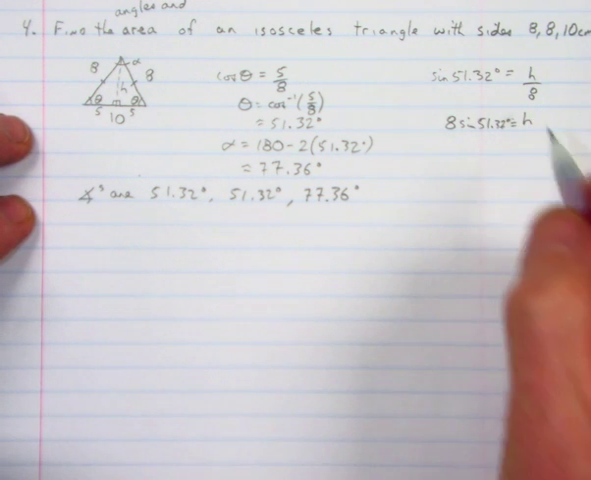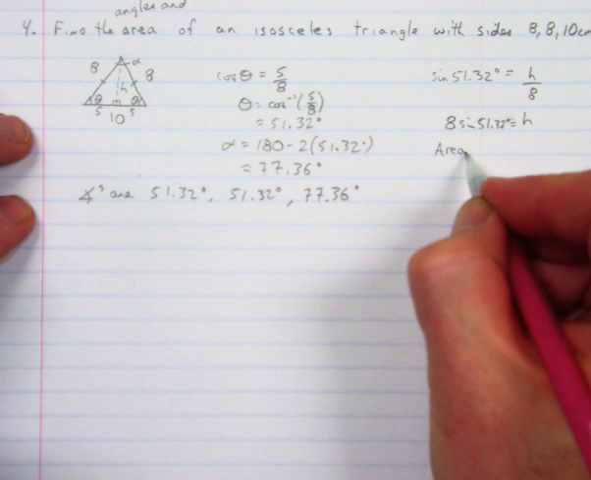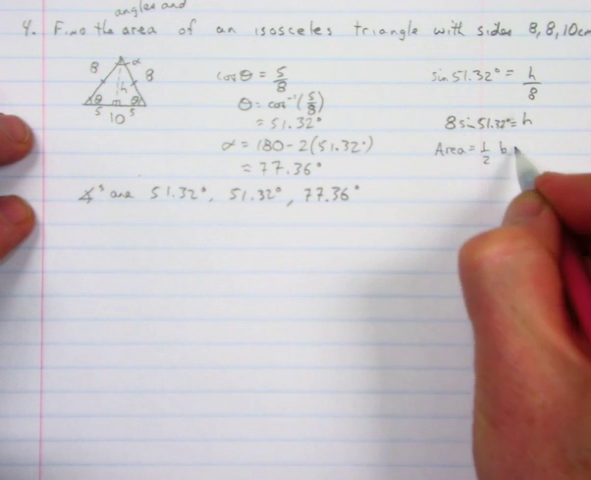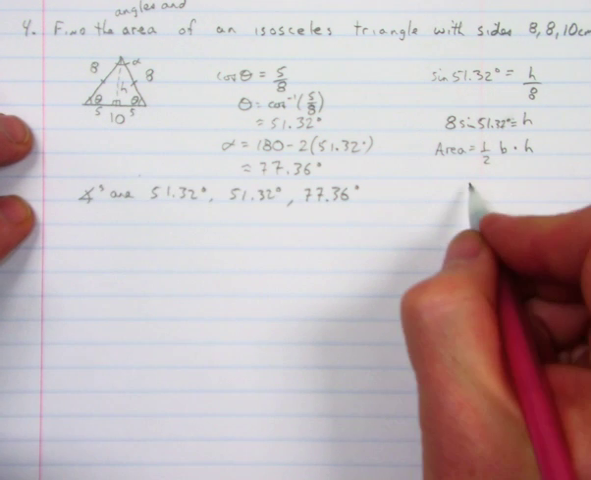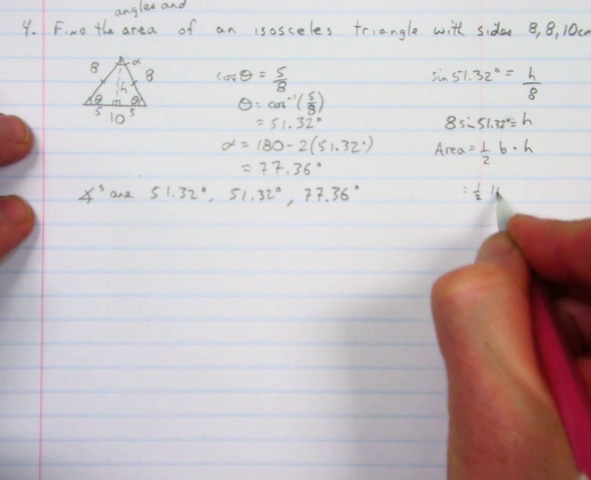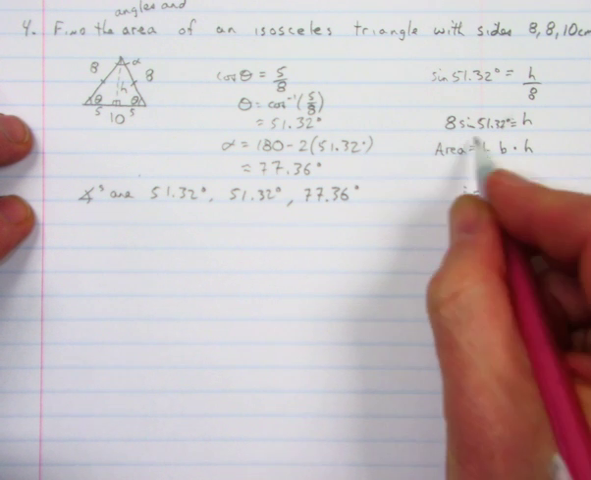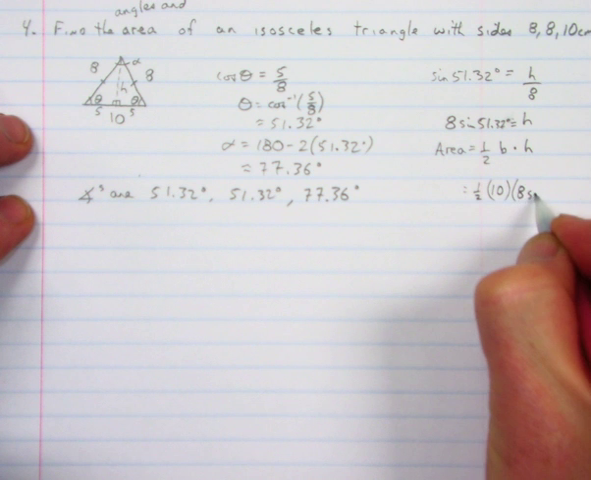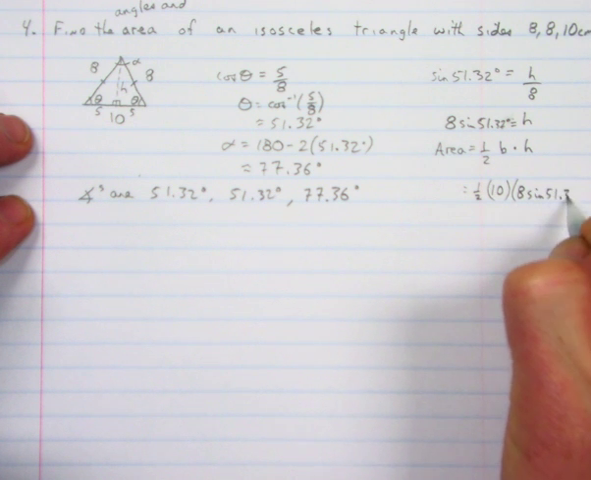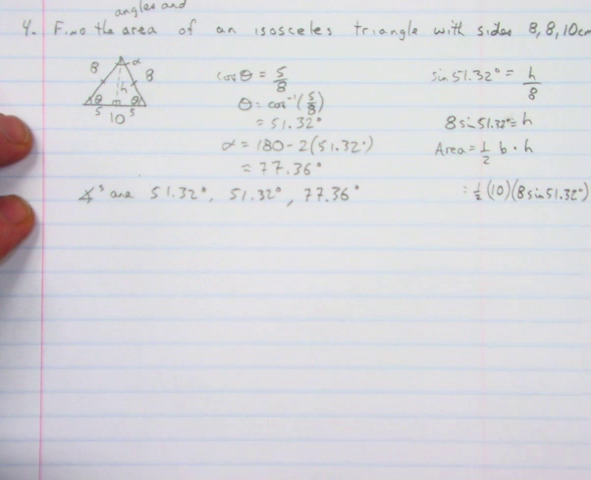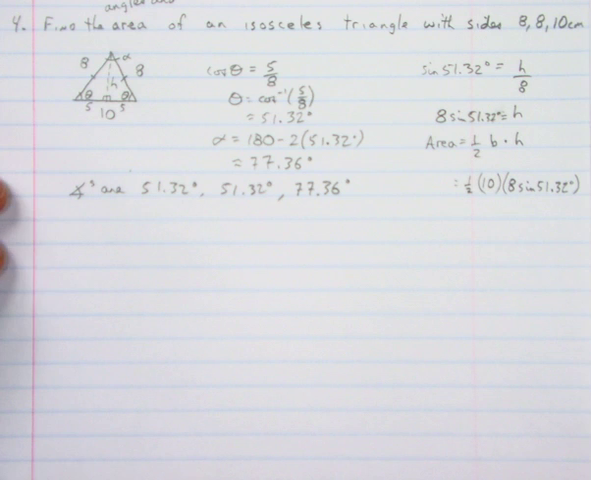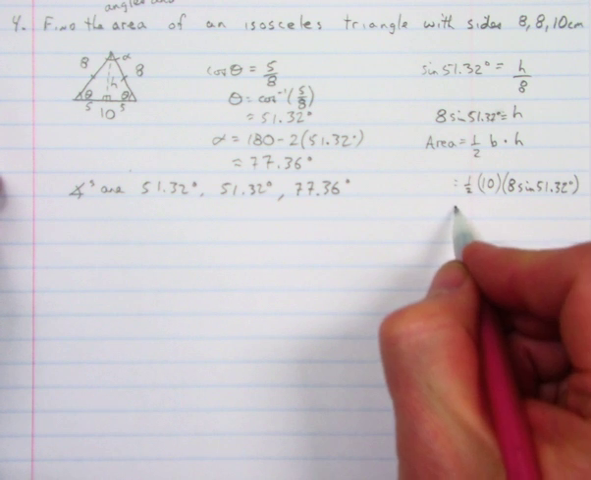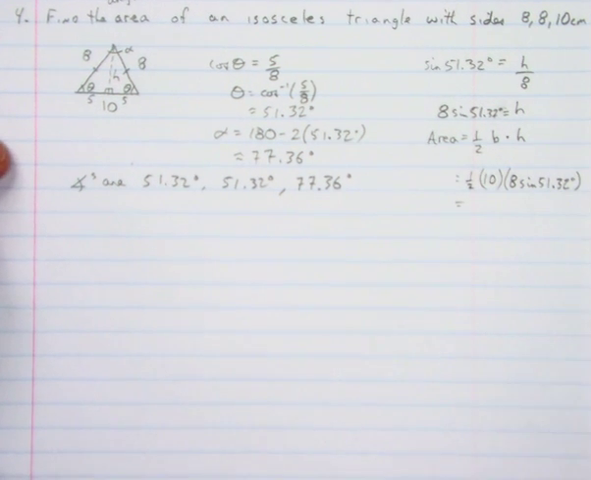I'm going to leave that. So my area is going to equal 1/2 my base times my height. I know my base is 10, so it's going to be 1/2 of 10 times my height, and I already calculated my height to be 8 times the sine of 51.32 degrees. The purpose of doing this is more for later on, and we will try to see about some patterns for this. But for right now, we can just type that in.